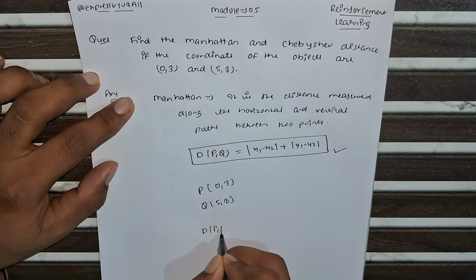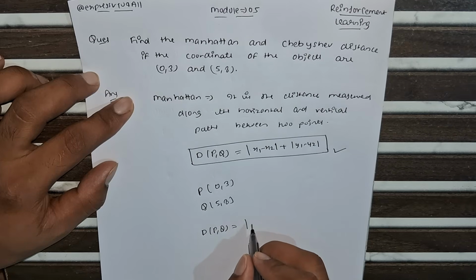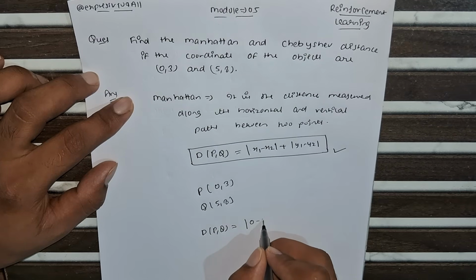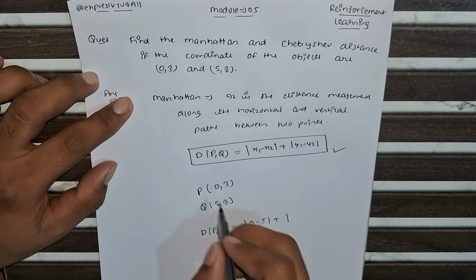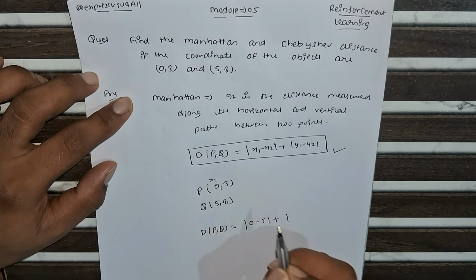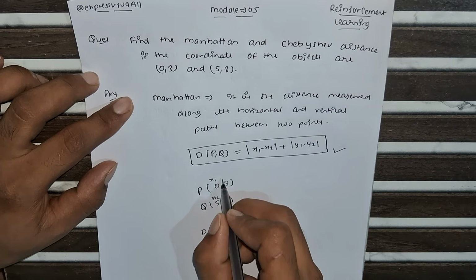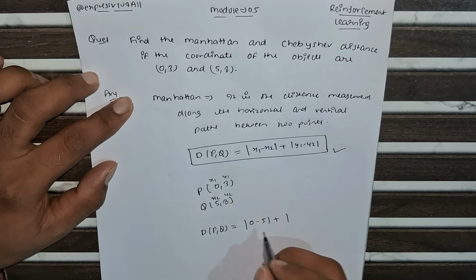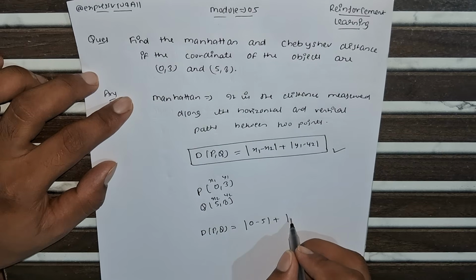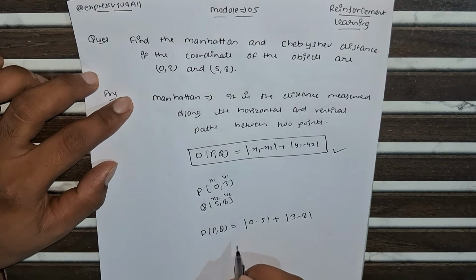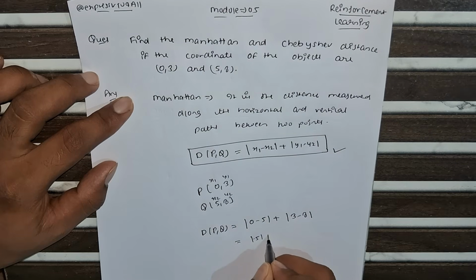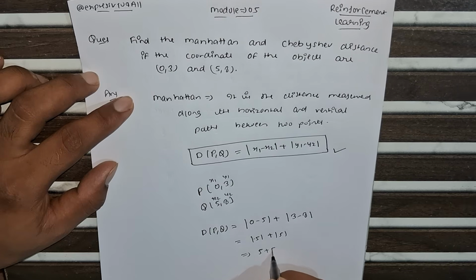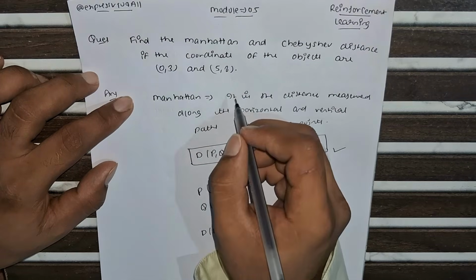So distance P comma Q equals, this is 0 minus 5, this is our x1, x2, this is our y1 and y2. So |0 minus 5| plus |y1 which is 3 minus 8|. When you solve it, it becomes |minus 5| plus |minus 5|. The mod value of minus 5 is 5. So 5 plus 5 equals 10. So our Manhattan distance of P comma Q equals 10. Here our first one is completed.